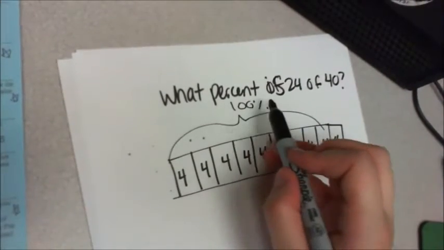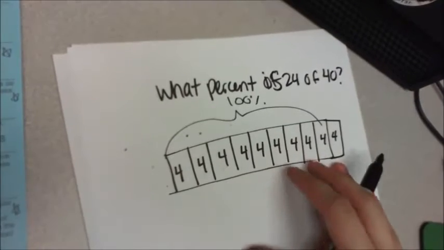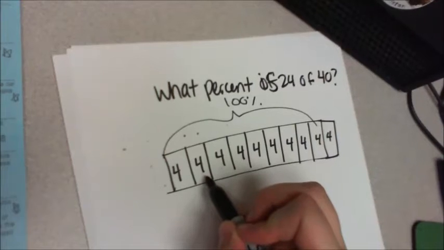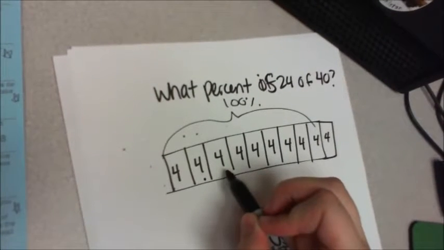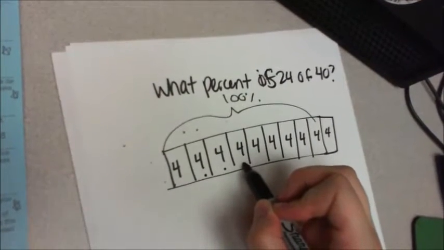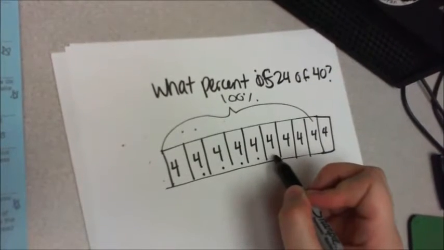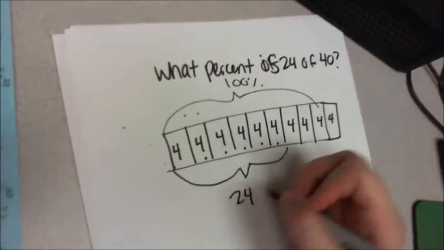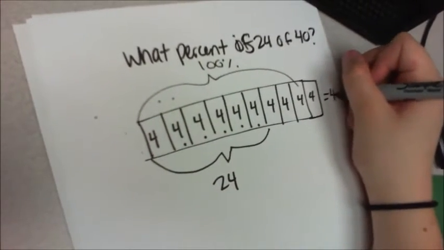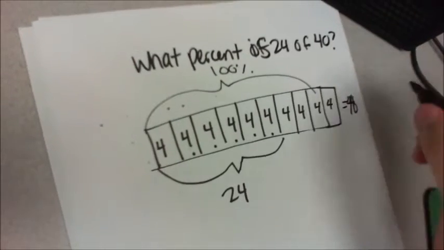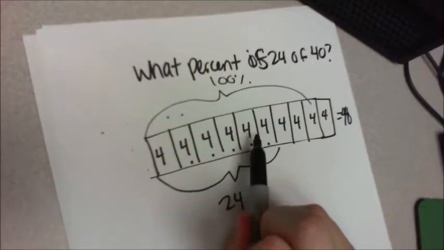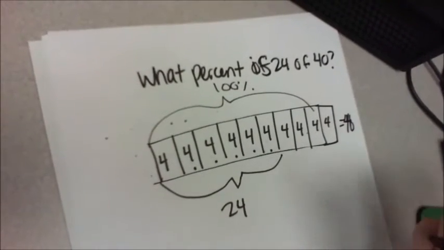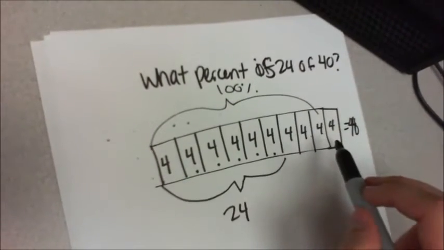They want to know what percent of 24 is 40. Well, 24 would be 4, 8, 12, 16, 20, 24, which they already have written for us. All these put together equal 40. There are 1, 2, 3, 4, 5, 6, 7, 8, 9, 10 boxes that add to 40. Each one is equal to 4.